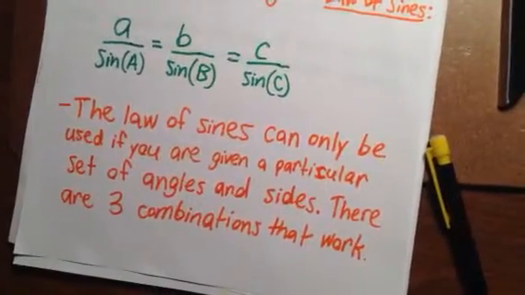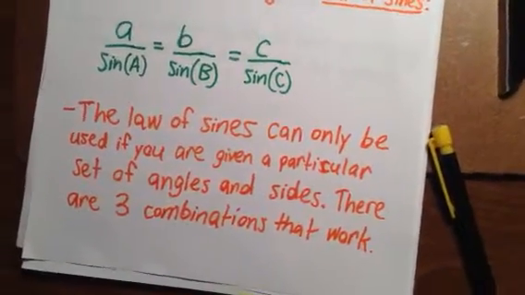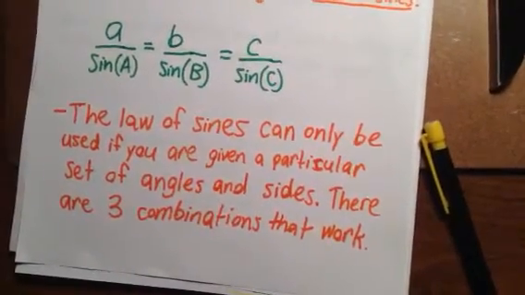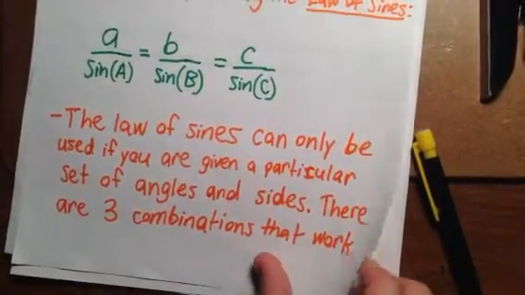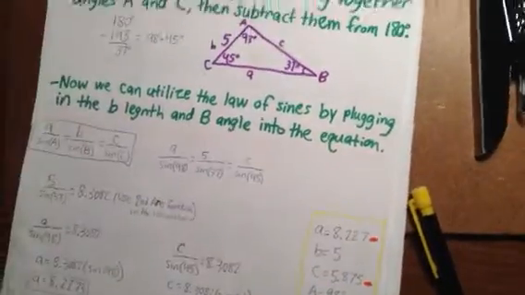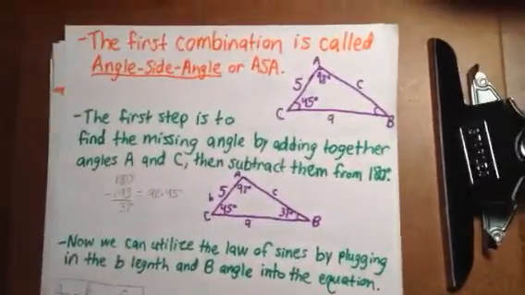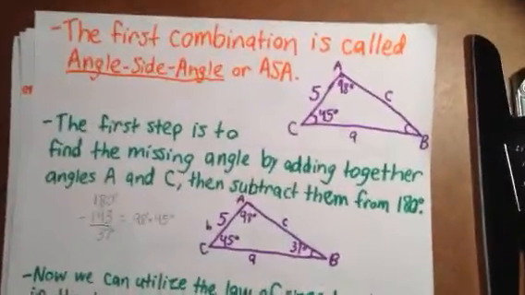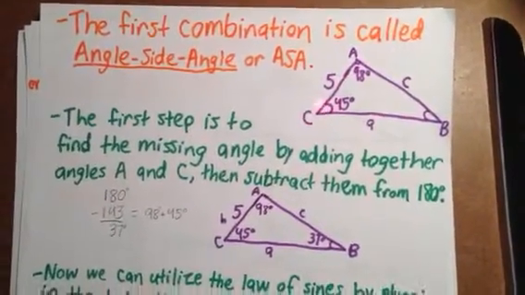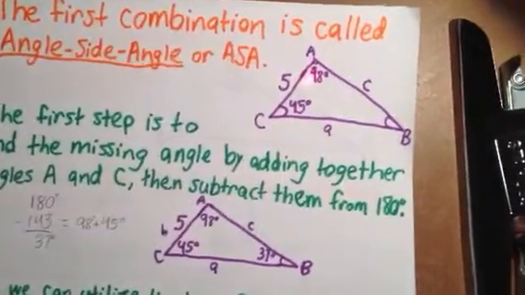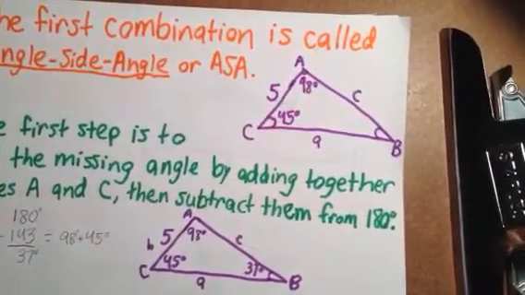The law of sines can only be used if you're given a particular set of angles and sides. There are three combinations that will work. The first combination is called angle-side-angle, or ASA. In the example here, I used one angle, a side, and another angle.